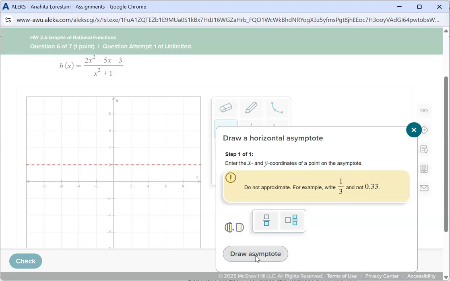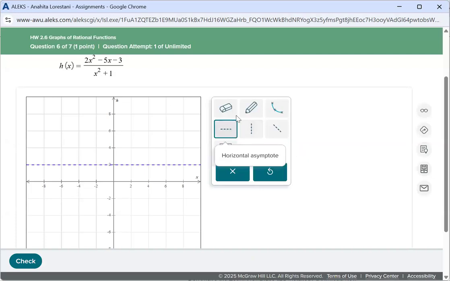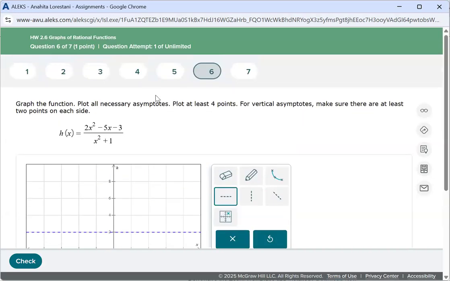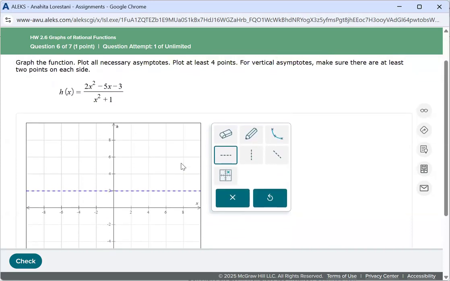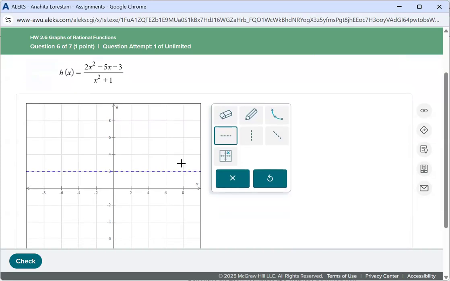Draw asymptote. Close that. Then you have to plot at least 4 points. For vertical asymptote, make sure there are at least 2 points on each side, but we don't have vertical asymptote. So we are going to pick 4 points: -4, maybe -2, 0, and 2.